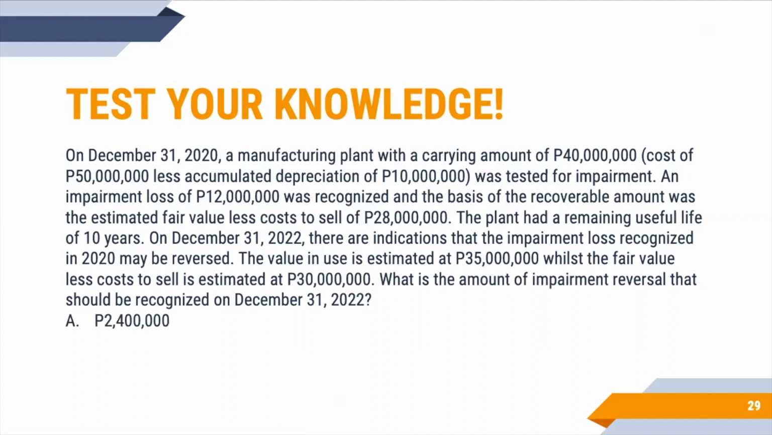A, 2,400,000. B, 9,600,000. C, 12 million. Or D, 12,600,000. So if you know the answer, please comment on this video.